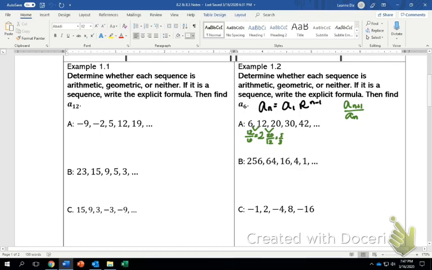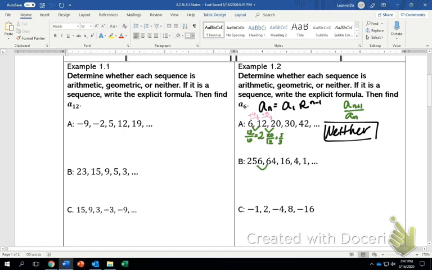We can do a quick look and see if we are maybe going to have an arithmetic sequence. To get from 6 to 12, we would have to add 6. To get from 12 to 20, we would have to add 8. So now we see that it's neither geometric or arithmetic. So I'm going to say it is neither. Right? So now, since it's neither, we don't have to do anything. So we can go to letter B and letter C and see what the common ratio of these are.